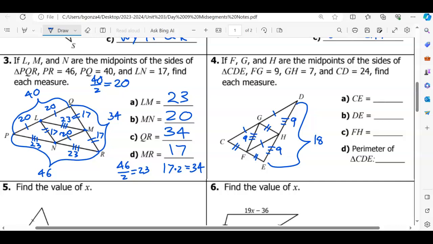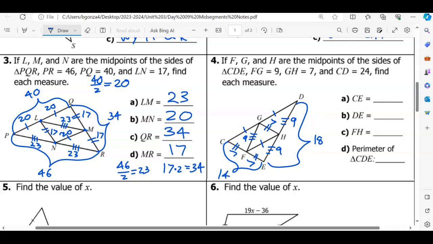If my mid-segment is 7, what else is 7? CF and FE, the two halves that are 2 tick marks, they're also 7. So what's CE going to be? No, not 7. 7 plus 7, right? The whole thing is 14.